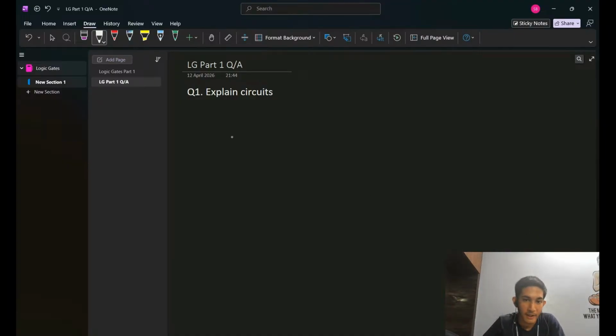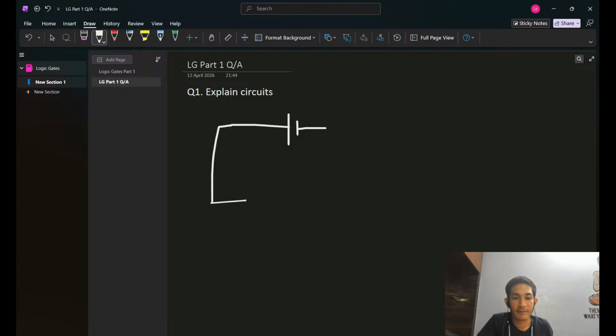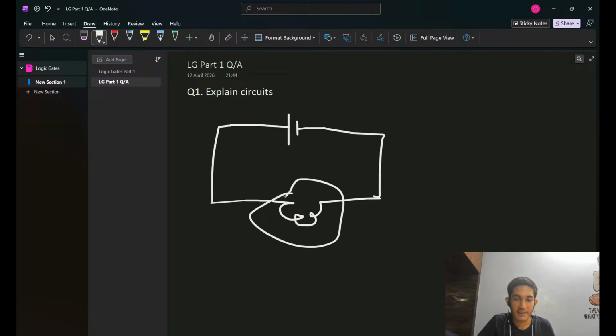Okay, so first, a circuit is basically a collection of electrical components, which is not very useful. So what I like to call it is a collection of something that gives power and something that shows power is being used. So if we have a bulb and a battery, which I started drawing in the reverse order, then this will be an electrical circuit. Very simple.